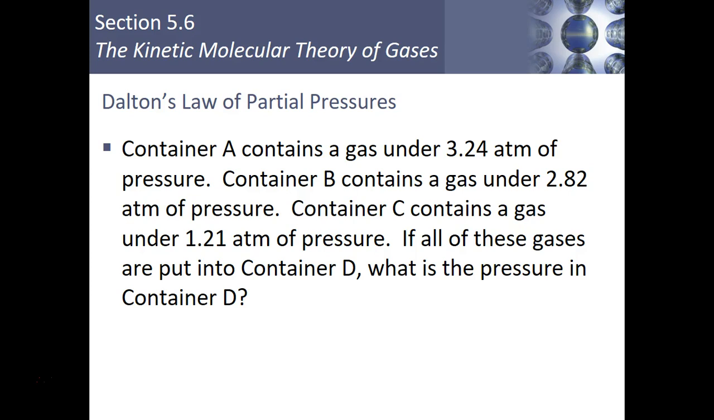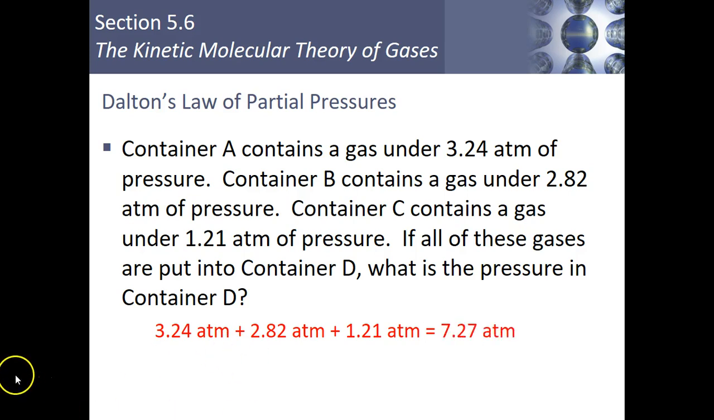Remember, Dalton's law says that P total is equal to the sum of all the individual pressures. So if we set up our equation, container A plus container B plus container C, those three individual pressures, we write those down. We make sure all their units are the same. They are. We add those together, and that's going to be container D. So 3.24 plus 2.82 plus 1.21, and we get 7.27 atmospheres of pressure.